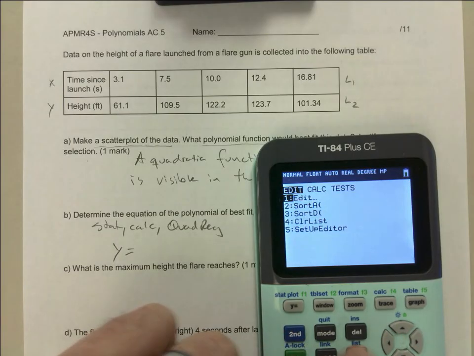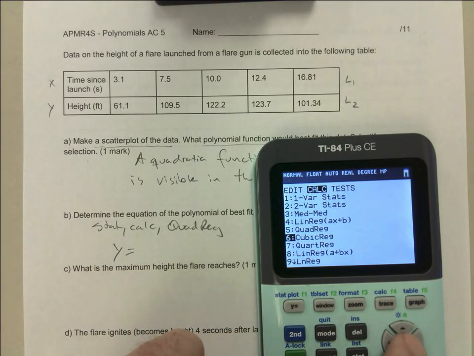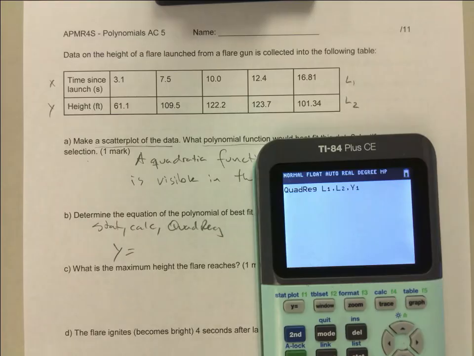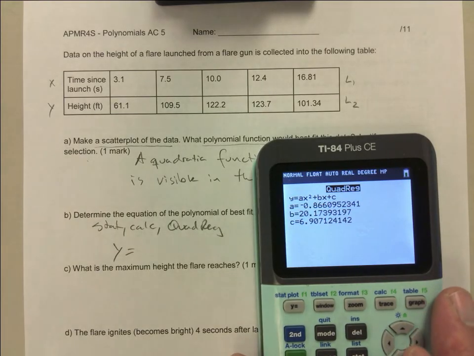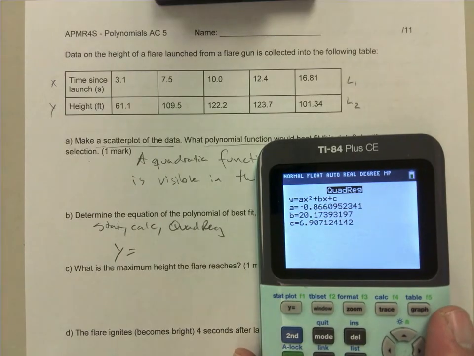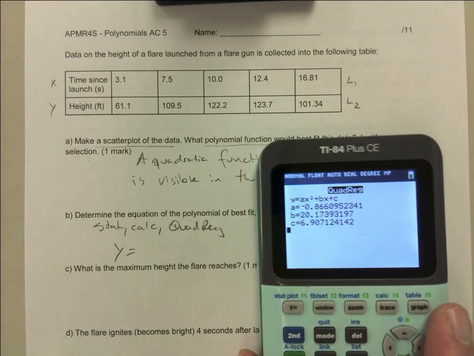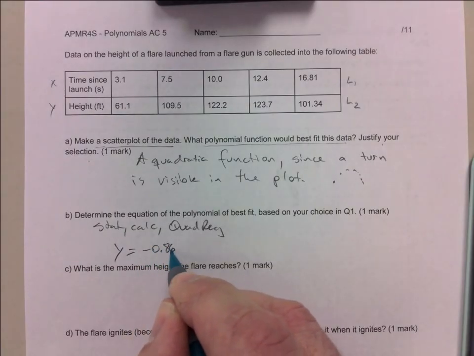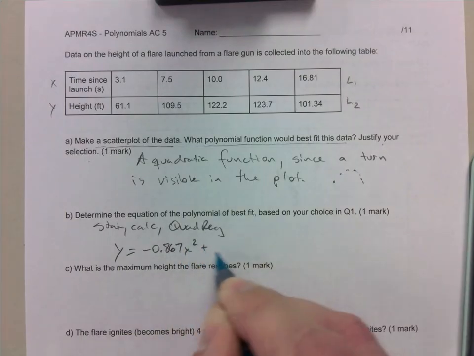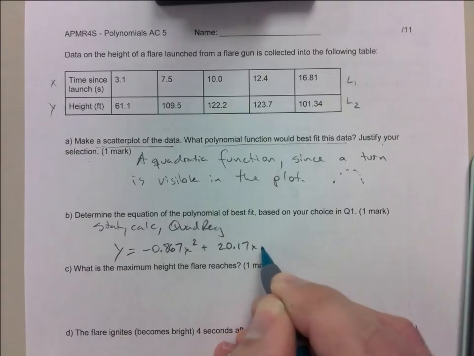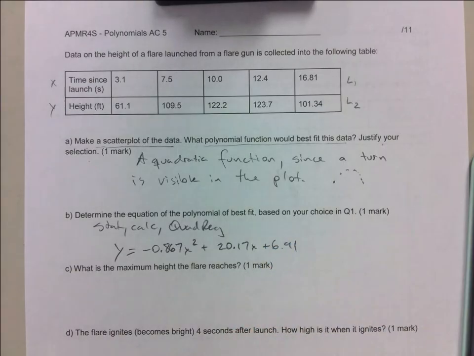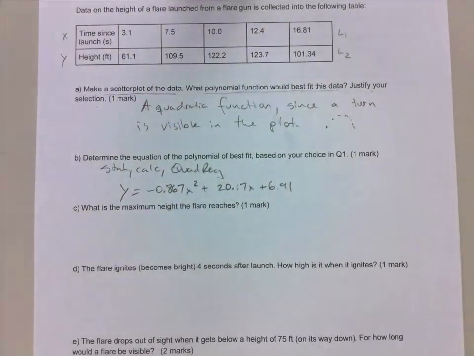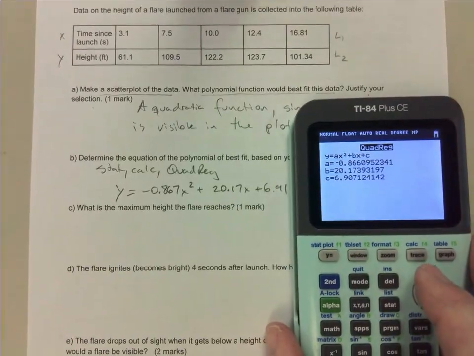So I'm going to go stat, calc, quadratic regression. Feed it what it needs to be fed with. And there is your equation. Is that what you get? That's what I have on my key. So I want to talk about the window right now. Okay, that's good enough. Let's talk about the window real quick before we move on.